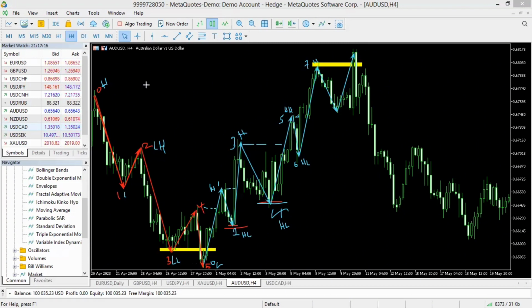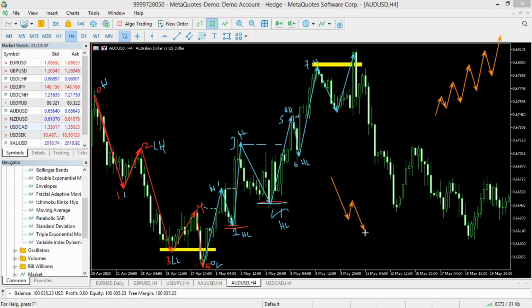So the idea is that you need to ensure you see a higher high. Ensure you see this before you plan to buy, then look for entry.